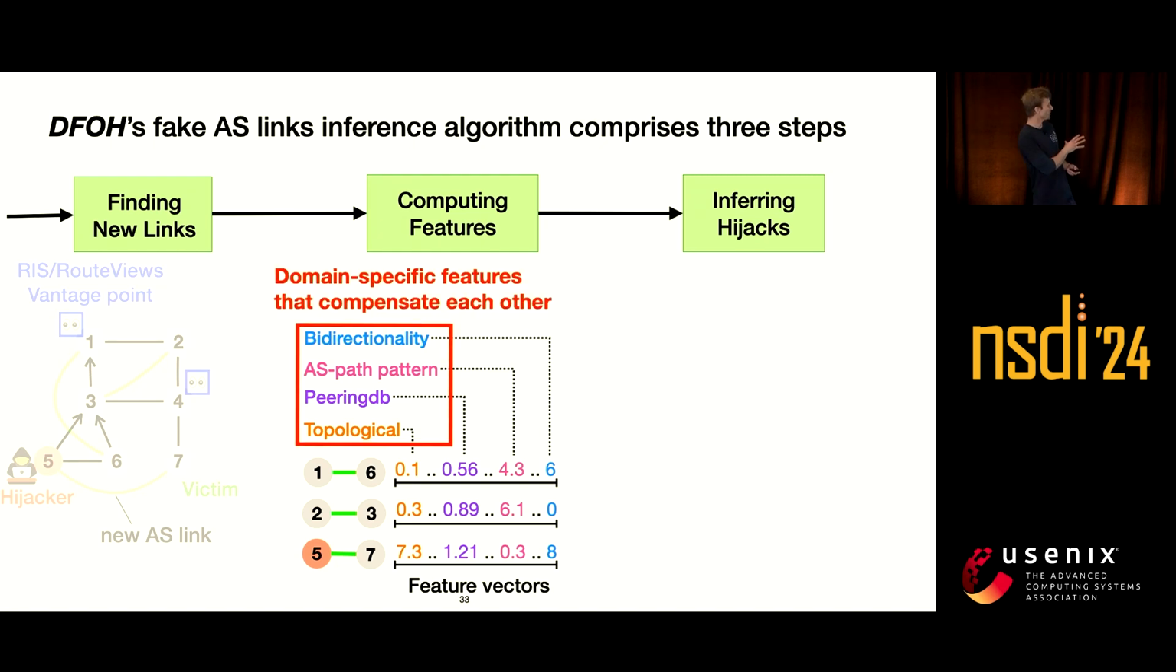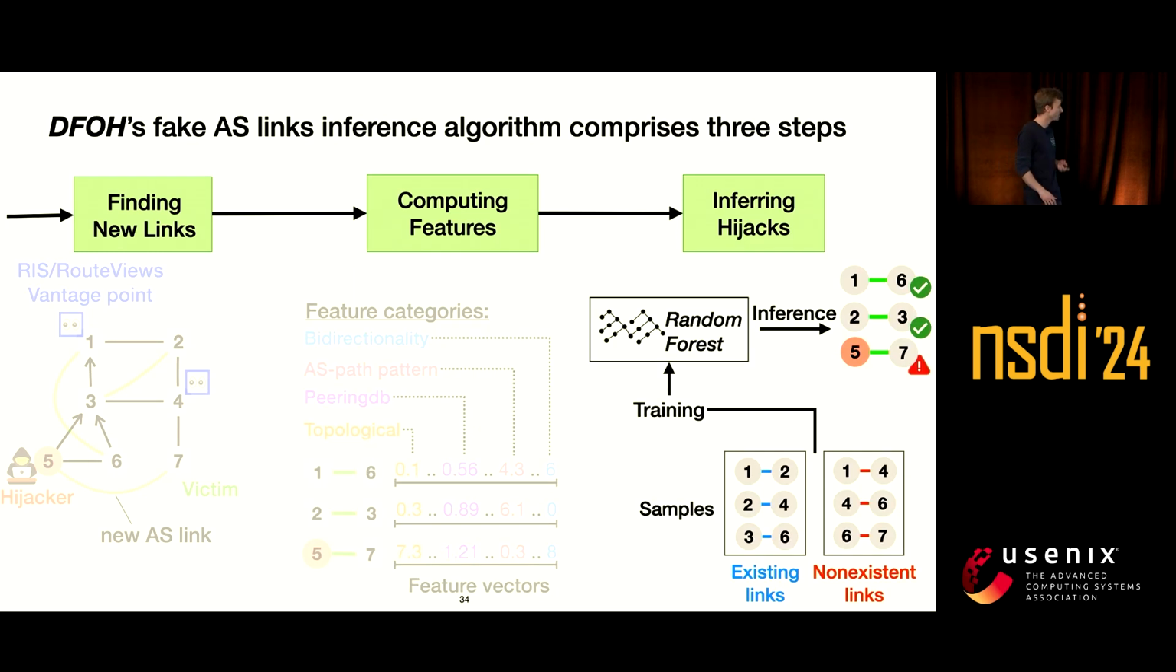Those 4 features are the first key ingredient in our inference pipeline. Why? Because we carefully selected them such that they compensate each other. There are many possible attack scenarios on the internet, so we ensure that regardless of the attack scenario, at least one of them will work well and will enable DFO to make an accurate inference.